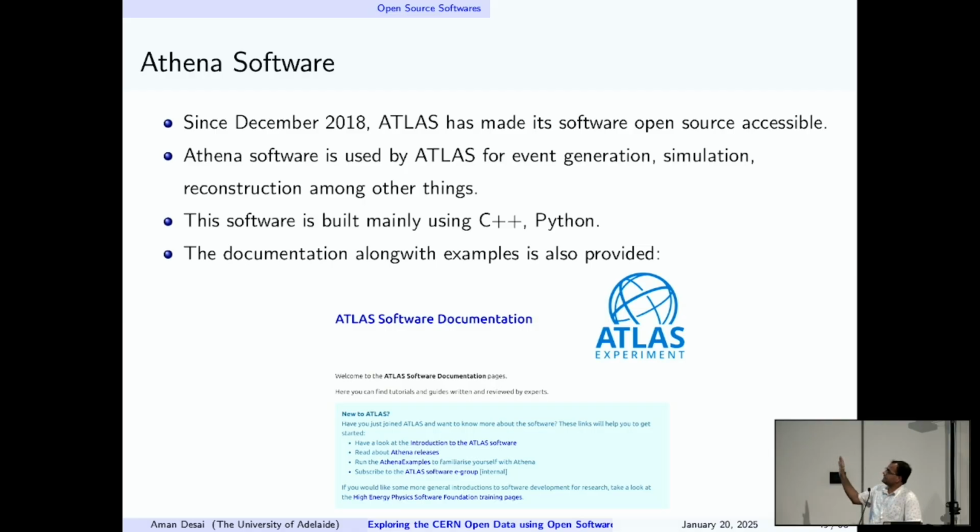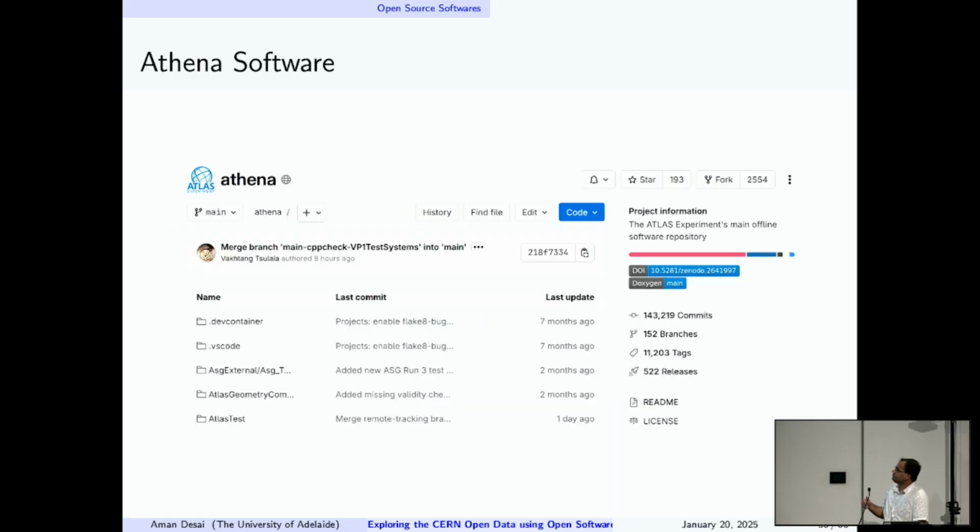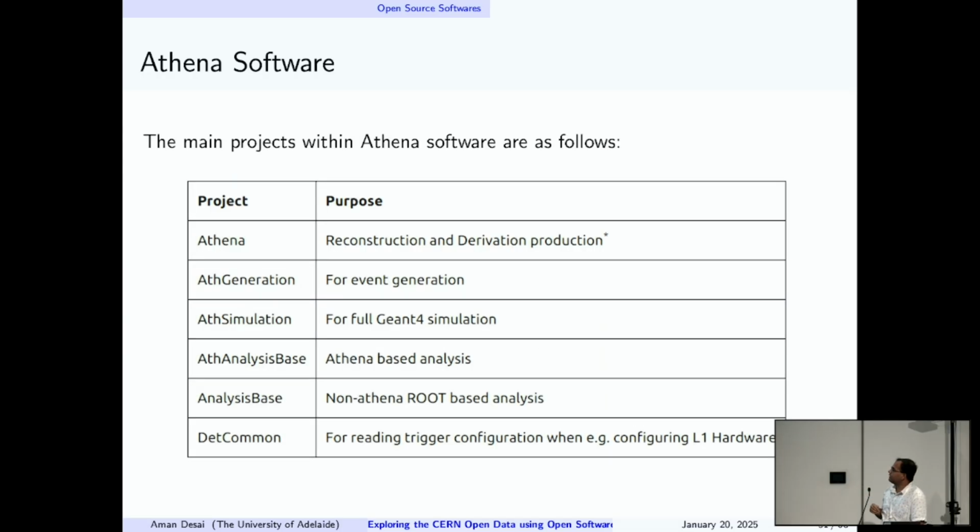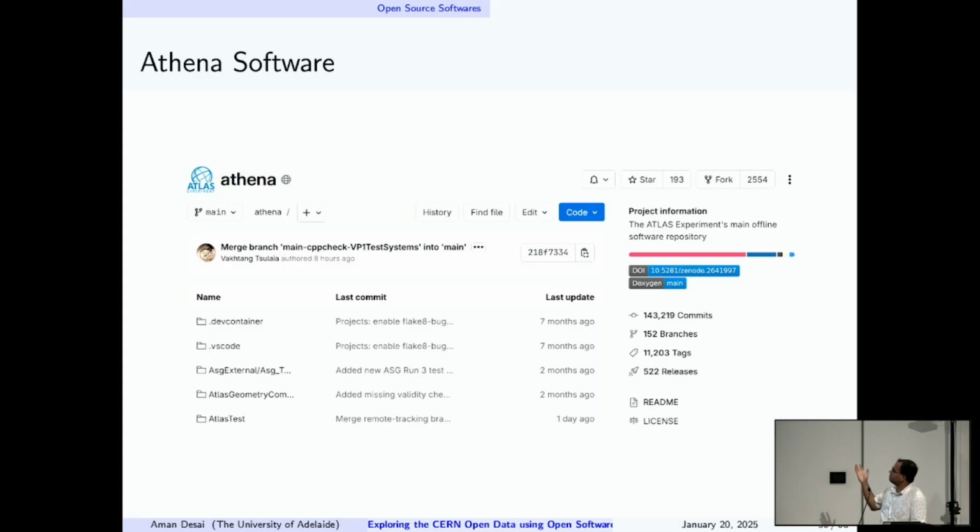Since December 2018, this was made public, and it's mainly written in C++ and Python, and there are also lots of examples. For the collaboration itself, there are also tutorials conducted. This is the GitLab page. It's gitlab.cern.ch, and then it's Athena. I'm sure it should be open. And as you can see, there are about 143,000 commits so far, and 2,500 forks.